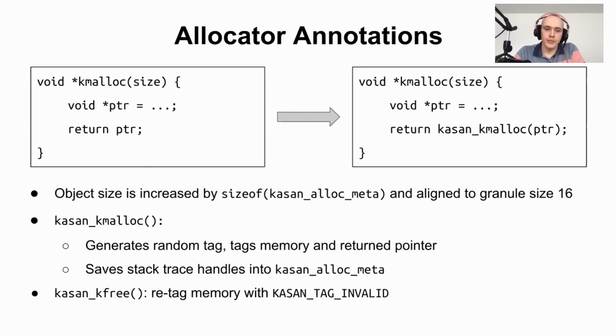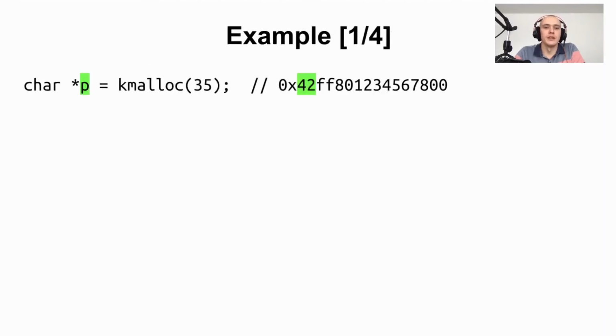Of course, all of the objects are also aligned to the granule size, 16. And since all of the objects actually store metadata, we also have to increase the object size by the size of metadata. KASAN kfree, which is the annotation for the kfree function that frees memory, actually retags memory with the invalid tag. Here's a small example.